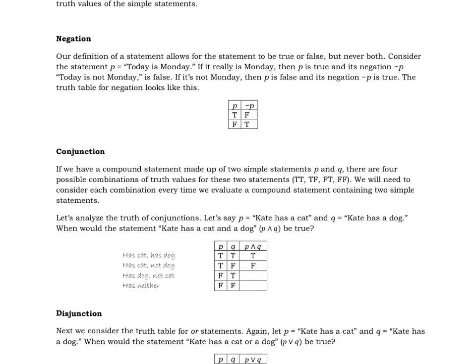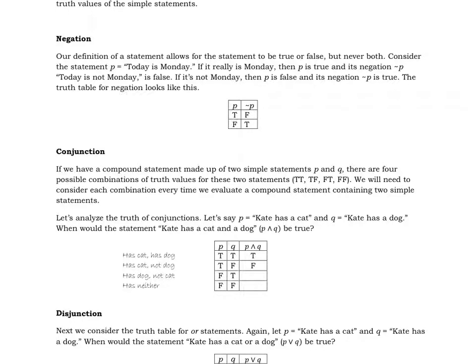All right, so a negation. If we have a statement like P is today is Monday, okay? If it really is Monday, so in other words, if it's really truly Monday, so we've got it's true, okay? Then the negation, not P, which would be today isn't Monday, is false, okay? So if today is Monday, that's true. Then if I say, but today isn't Monday, that is false, okay? That's where those two trues and falses are coming from, okay?